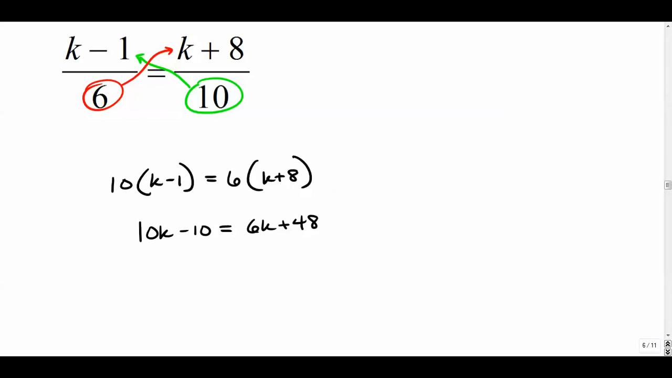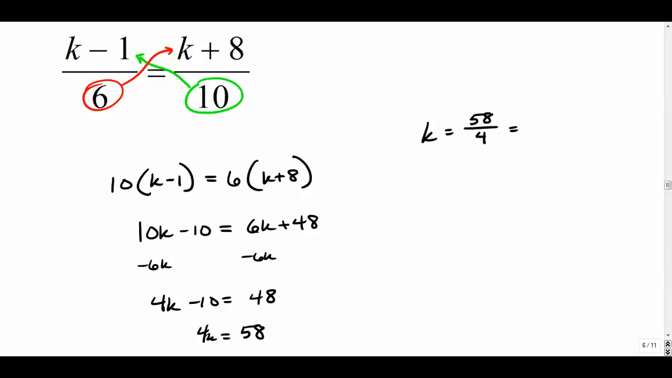I'm going to move my 6k over because it's smaller than 10k, leaving me with 4k minus 10 is equal to 48. Add 10, 4k is equal to 58, and we're going to divide by 4. So k is equal to 58 over 4. Let's simplify that. They're both even, so let's cut them both in half. 29 over 2. That can't simplify anymore.